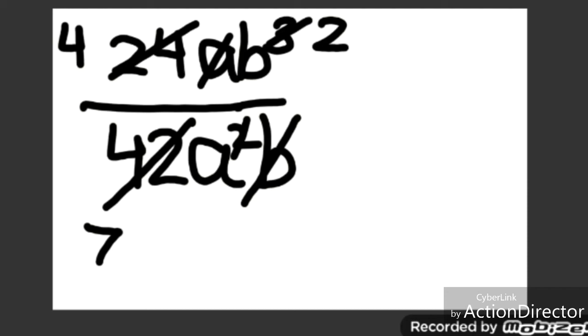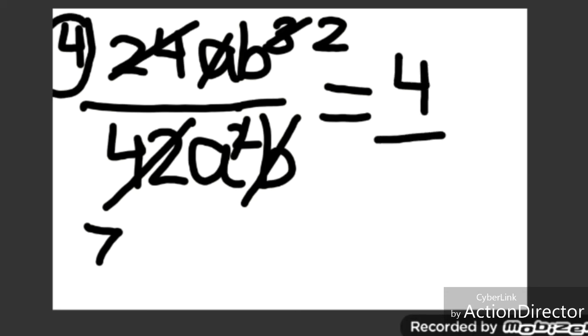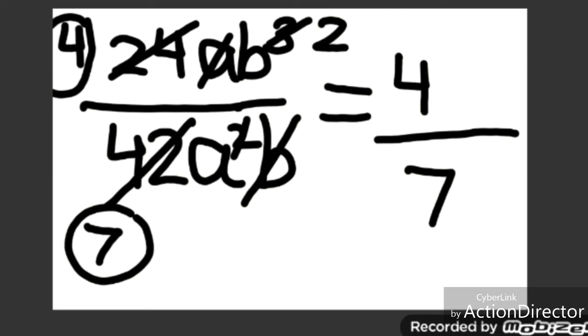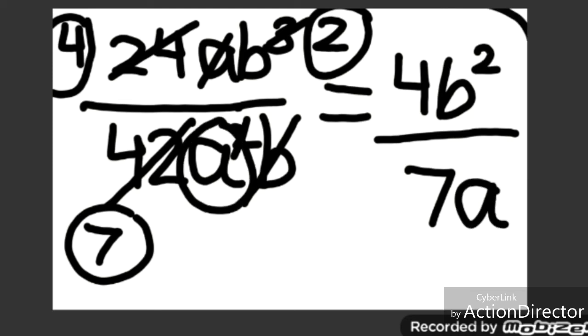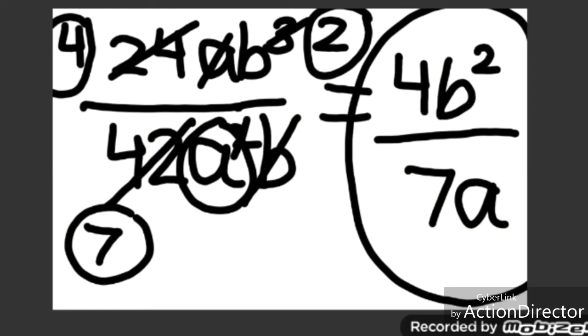You can't do a with b or anything. So you write your final answer. Since I had 4 over here, I would do 4 over 7 here. So I have 7. And then I have b left over because 24a and cubed is crossed out. So I will write b, and then I have squared. So 4b squared. And then the denominator, I have a left, so 7a. So this is actually your answer, and it's not really as difficult as people seem to make it.